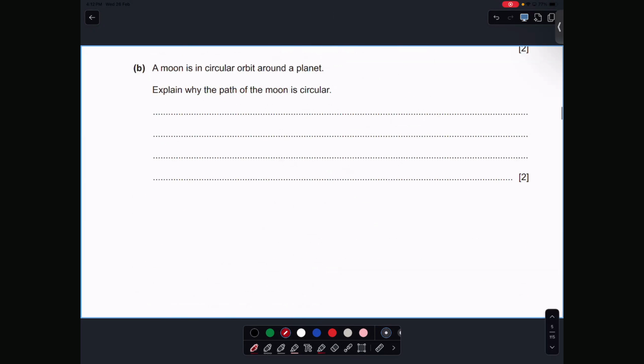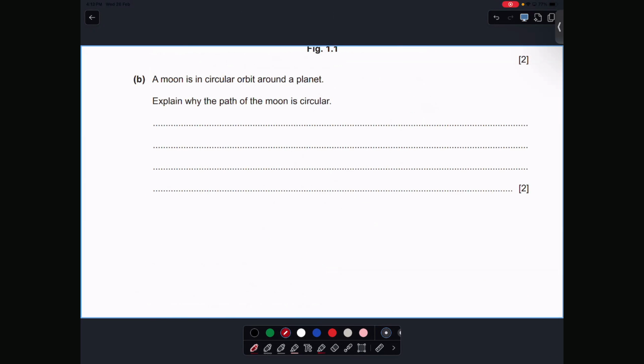It says the moon is in circular orbit around the planet. Explain why the path of the moon is circular. Can you try? Right. Perpendicular to the velocity and marks. Explain why the path of the moon is circular. Okay, that is fine. Right. So why is this orbit circular? By the way, when might it not be circular?